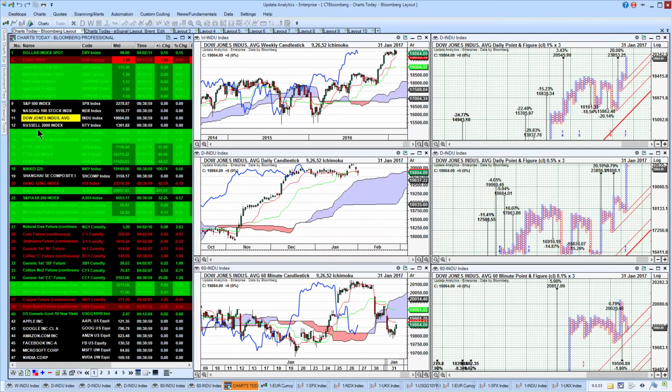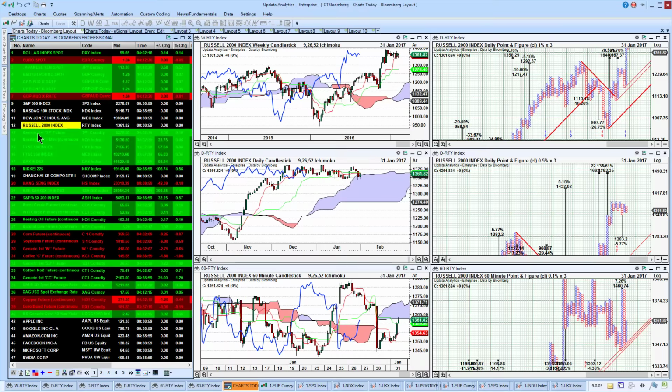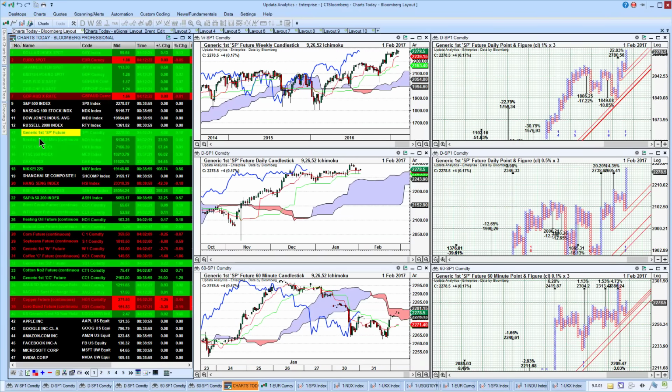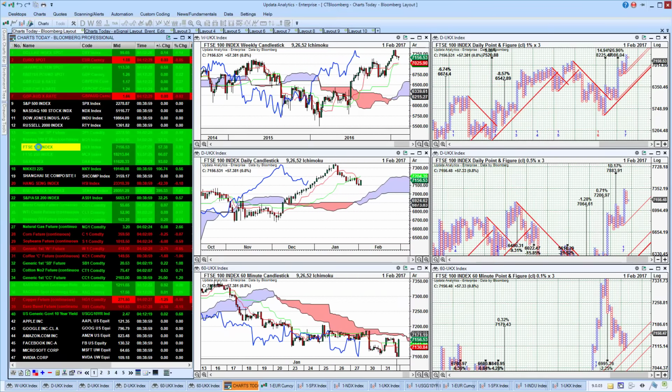So nothing major to worry about with these markets at the moment. Russell 2000 a little bit more choppy in the short term. The futures are showing signs of opening up this morning. The S&P up very slightly, the Nasdaq up 0.5%. So it does look like we will open higher.